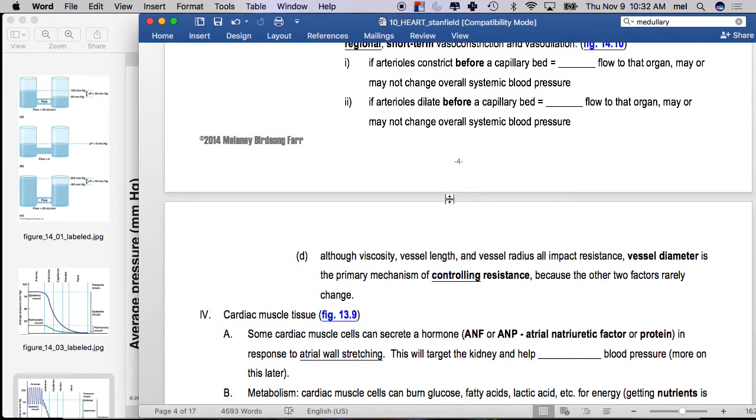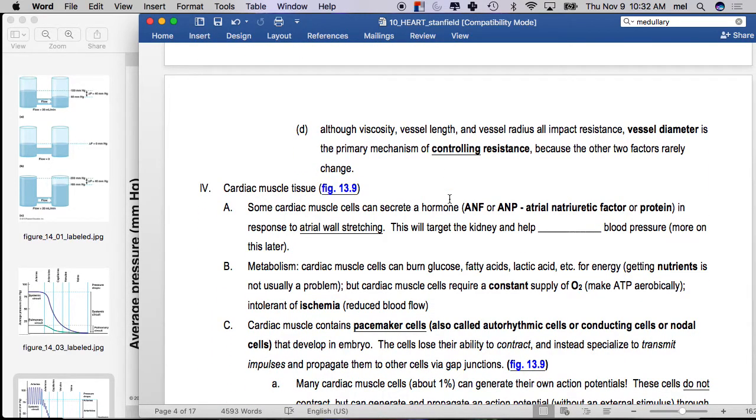Okay, so we saw that there were three potential ways to manipulate resistance. There was viscosity, there was vessel length, and there was vessel diameter. But the only one that we really use on a daily basis is vessel diameter. Okay, so let's back up and reiterate it one more time. There are three ways to manipulate pressure with the delta P, and they are what? Heart, kidneys, vessels. And there's really one daily way to manipulate resistance, and it is vessels. Got it? Okay.